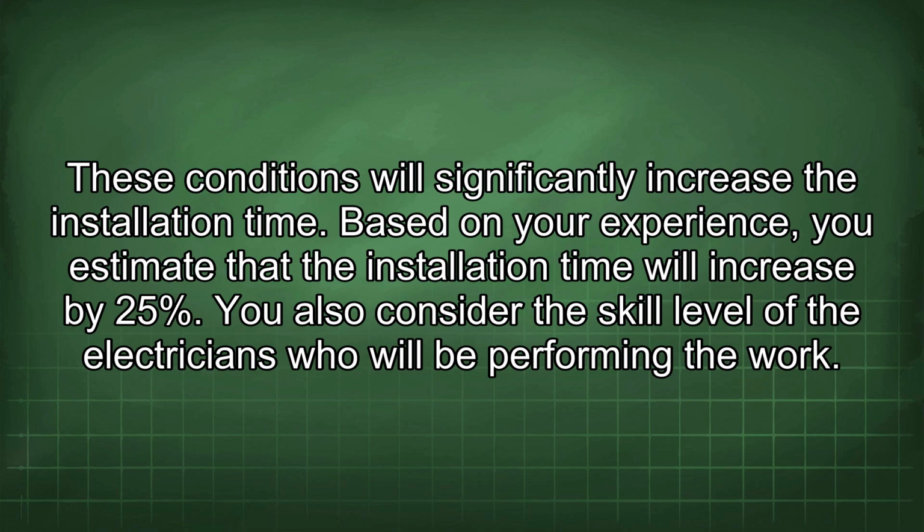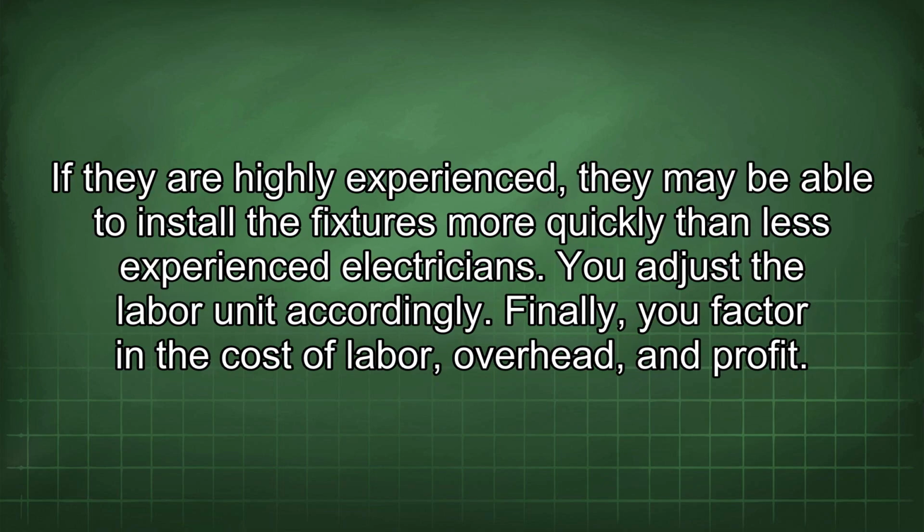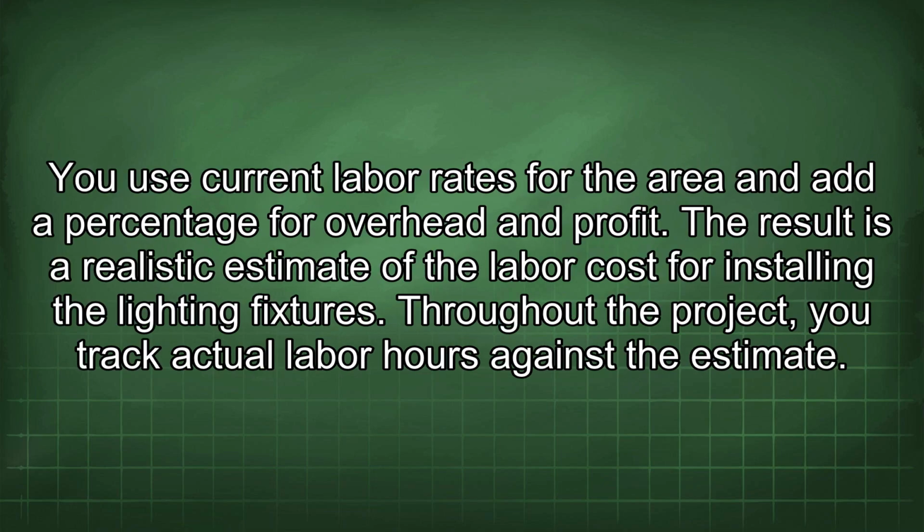You also consider the skill level of the electricians who will be performing the work. If they are highly experienced, they may be able to install the fixtures more quickly than less experienced electricians. You adjust the labor unit accordingly. Finally, you factor in the cost of labor, overhead, and profit. You use current labor rates for the area and add a percentage for overhead and profit. The result is a realistic estimate of the labor cost for installing the lighting fixtures.